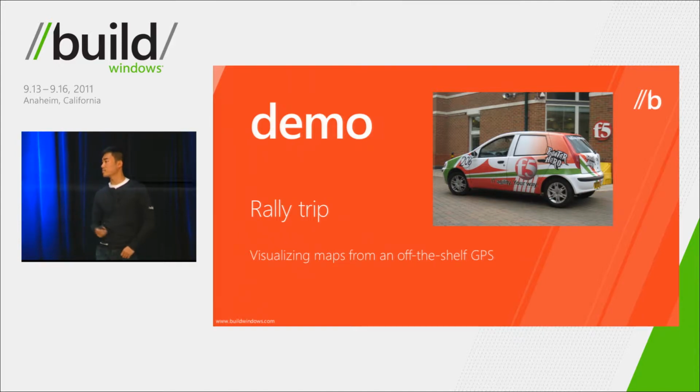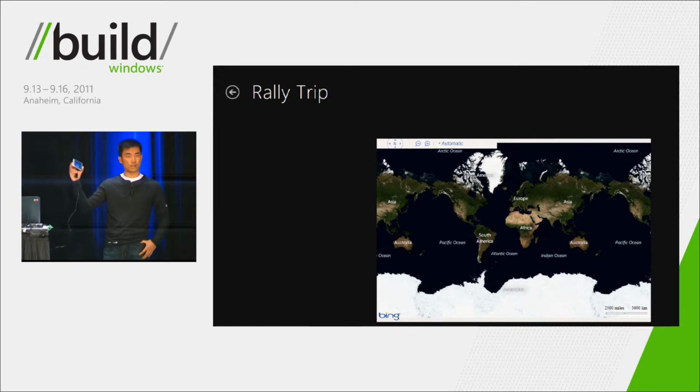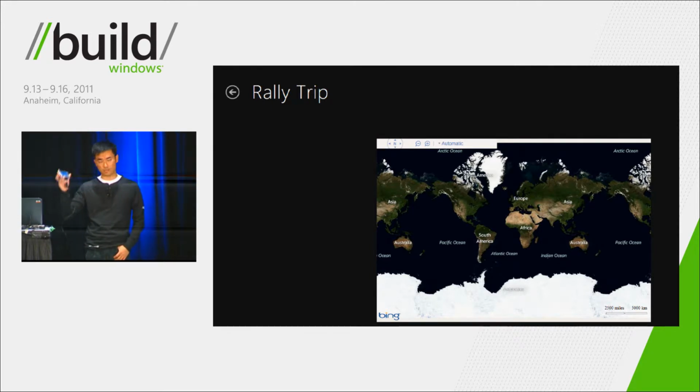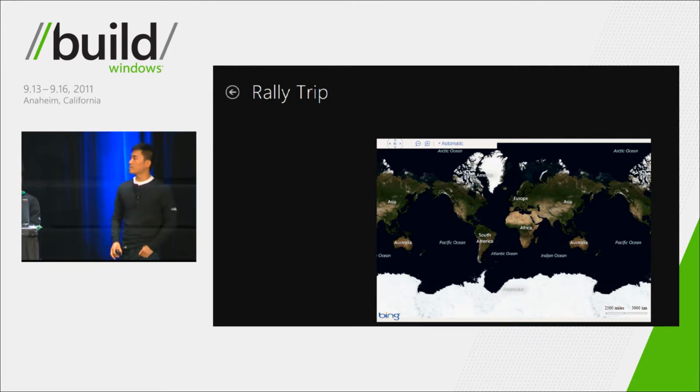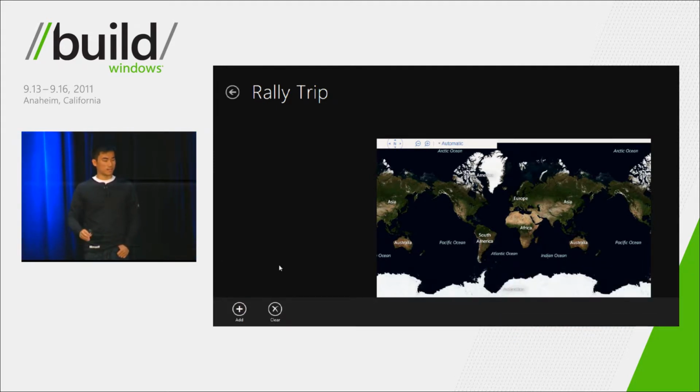So let's switch over to our demo machine. All right. Thank you, Lisa. This is just a common off-the-shelf GPS device. It happens to be compatible with Windows 7. This application here is going to show the GPS routes that were stored on this GPS device. We've loaded the routes that our friend, the Baatar Hero team, took on their trip across Europe.